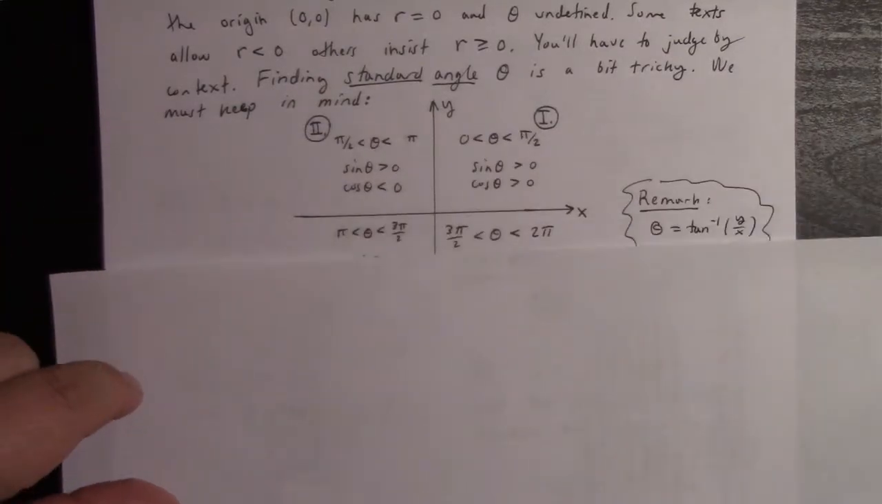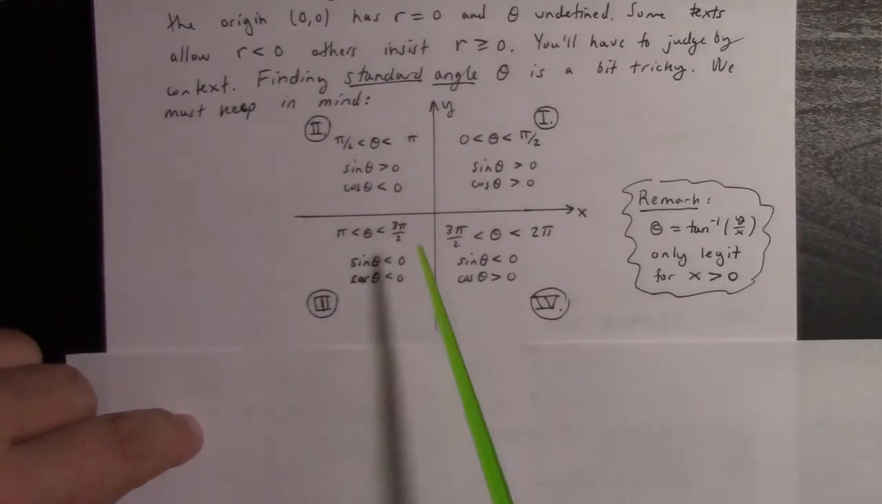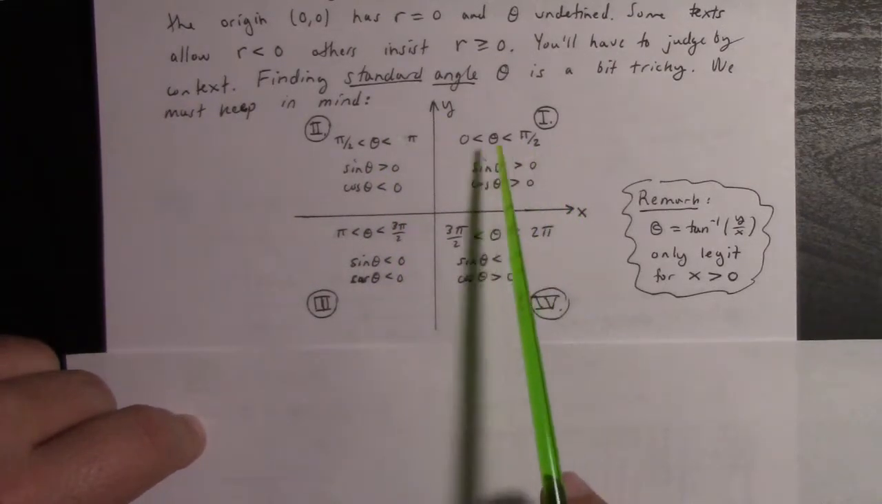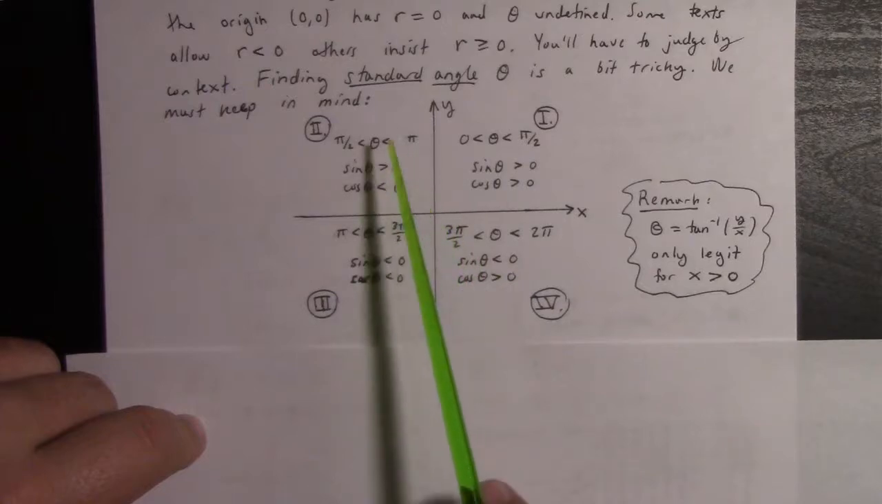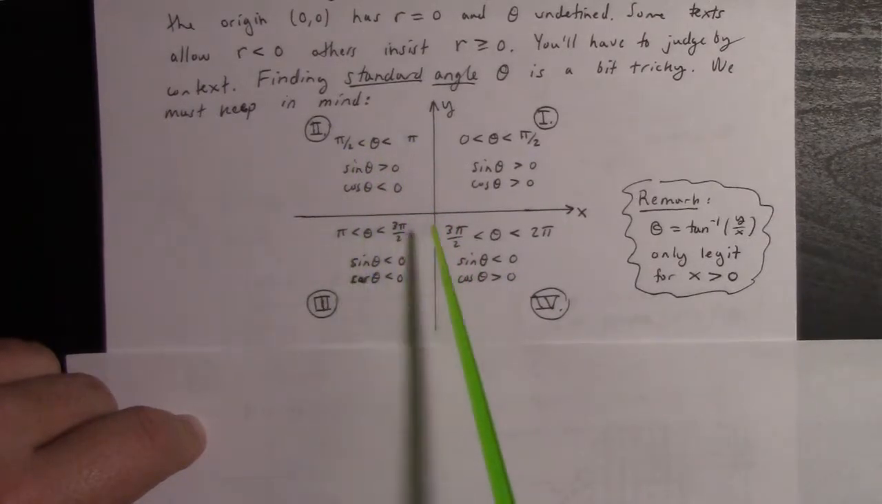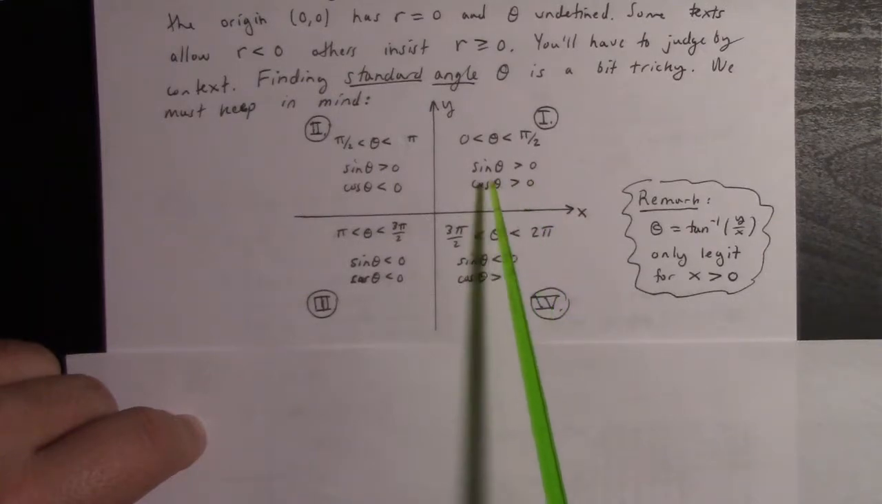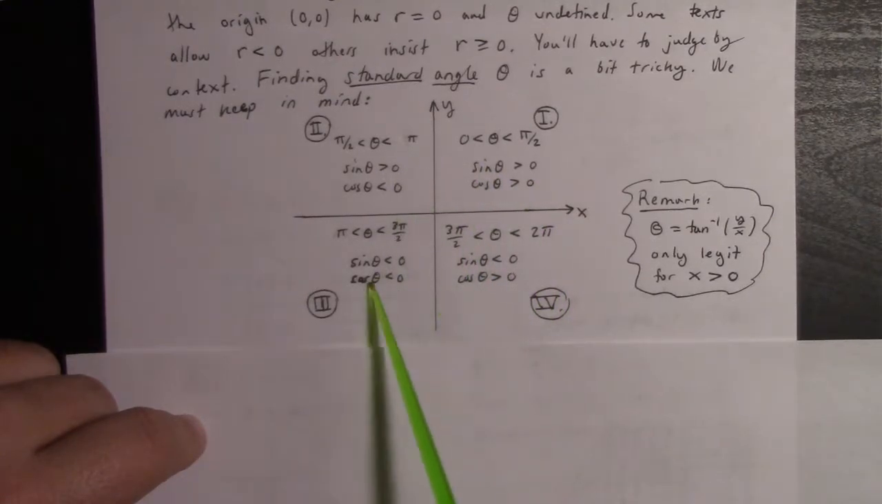Standard angle is tricky. There's 4 quadrants, and they have different rules. Quadrant 1, quadrant 2, quadrant 3, quadrant 4. Quadrant 1 has angles between 0 and pi over 2, and then pi over 2 to pi, then pi to 3 pi over 2, and 3 pi over 2 to 2 pi. And in these different quadrants, we have sine and cosine, positive and negative, as indicated.